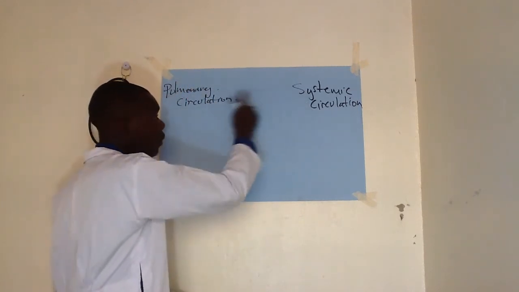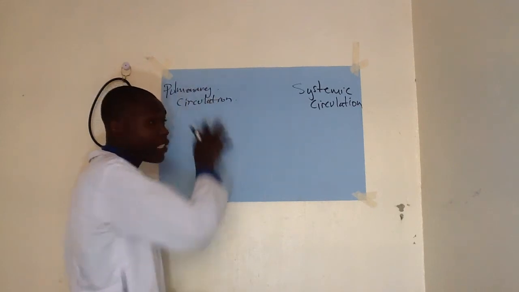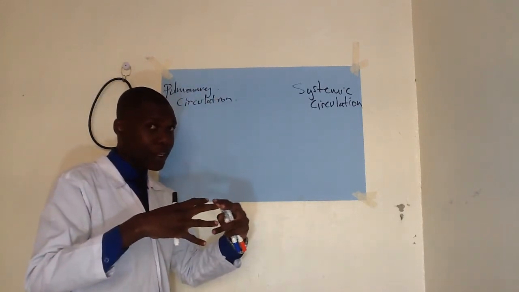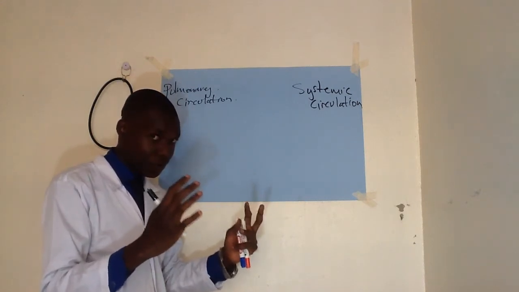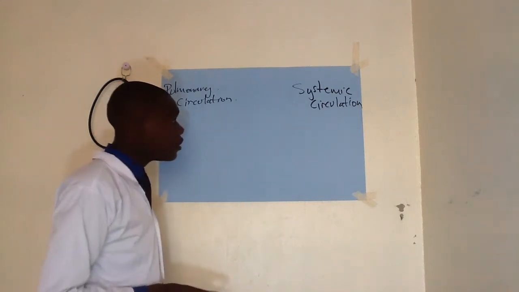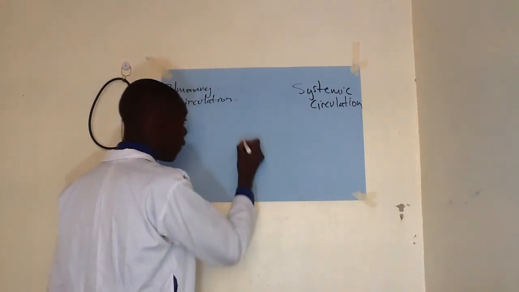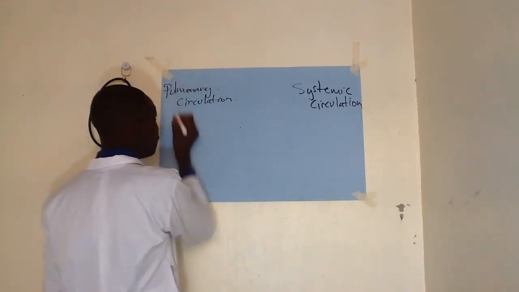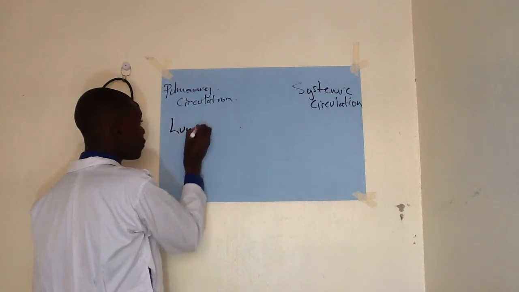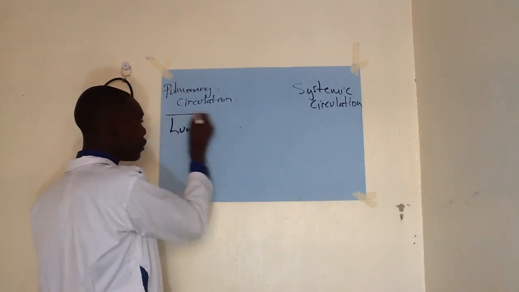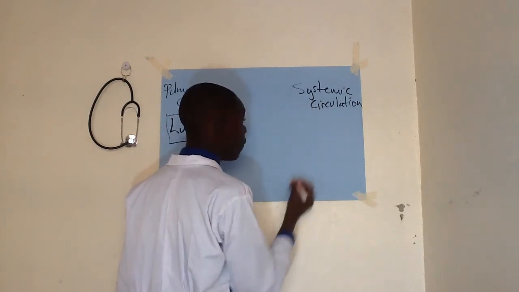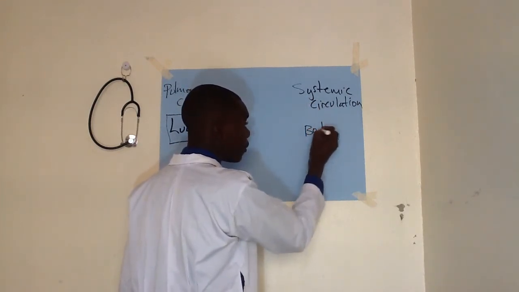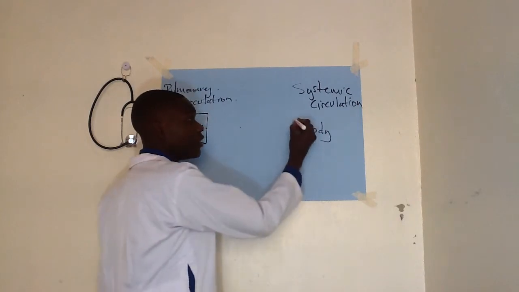So they are both linked. The systemic and the pulmonary saturation are linked. And the point of linkage is at the heart. So we can illustrate it in such a way. If this side we have our lungs, that is the pulmonary saturation, and this side we have the body, that is the systemic saturation.